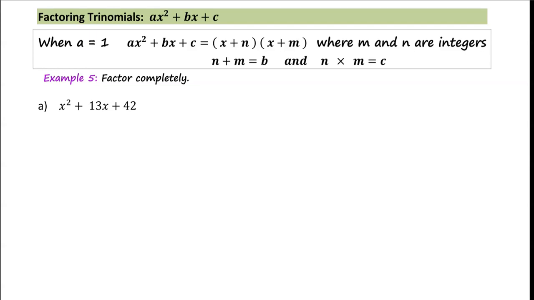Hello everyone. In this video, we will work with factoring trinomials. The trinomials that we are dealing with relate to a quadratic equation. Why do I say quadratic equations? It's because this trinomial takes on a quadratic form.